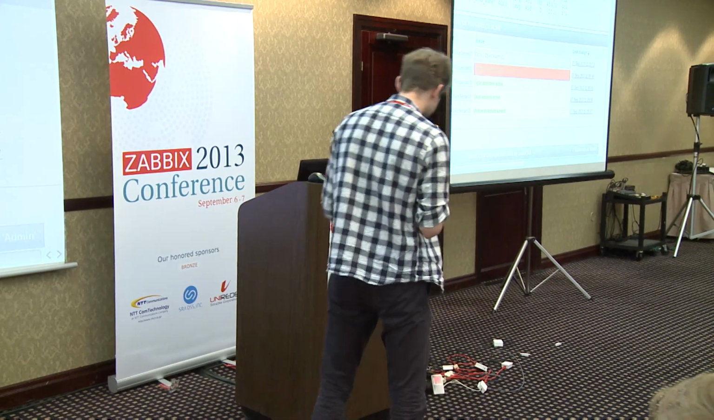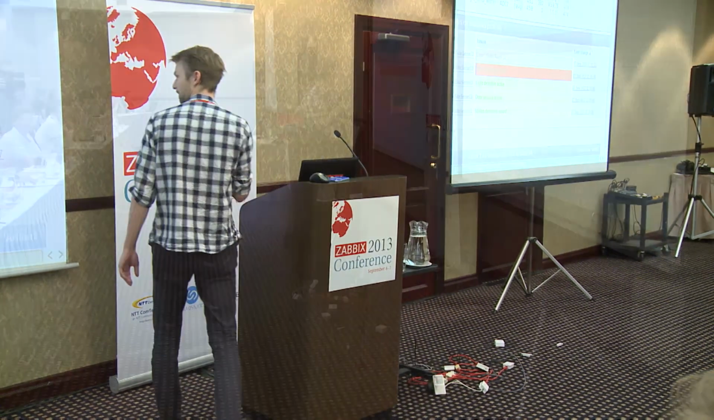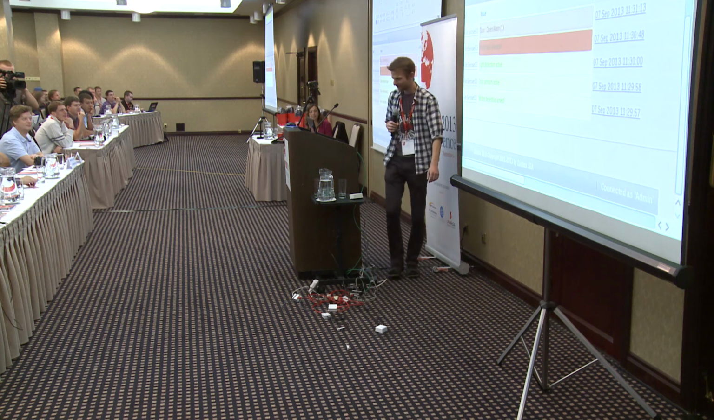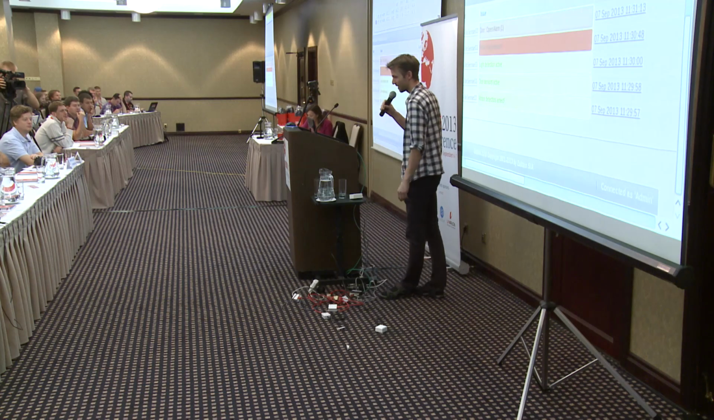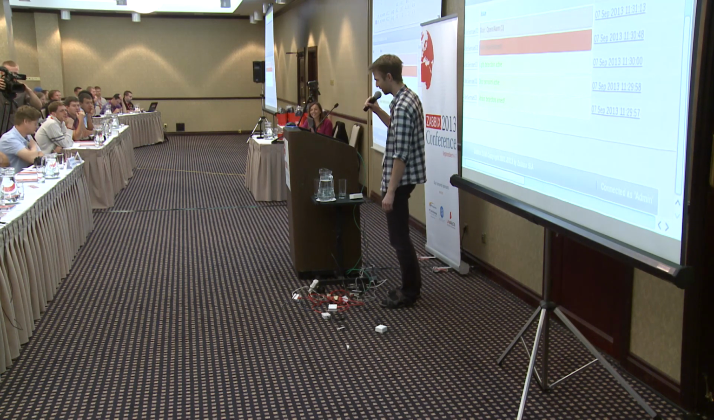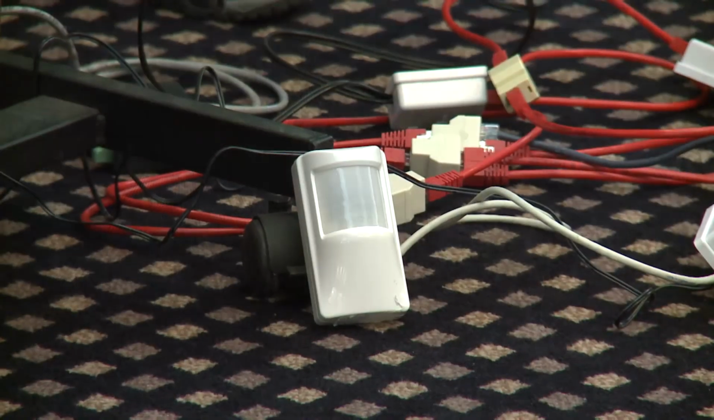Alright. Can you make it alcohol level in the room? That was a motion detector. For those who can't see it, it's the red blinking infrared detector lying in front there.